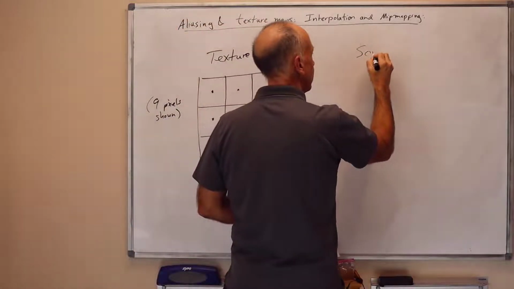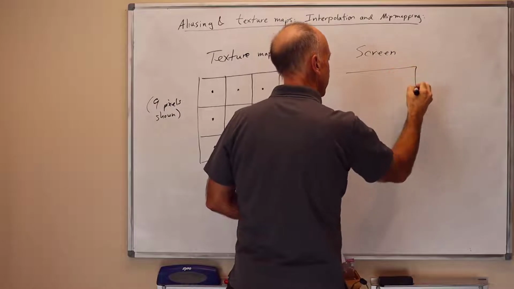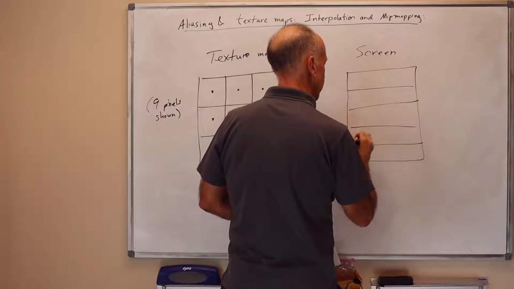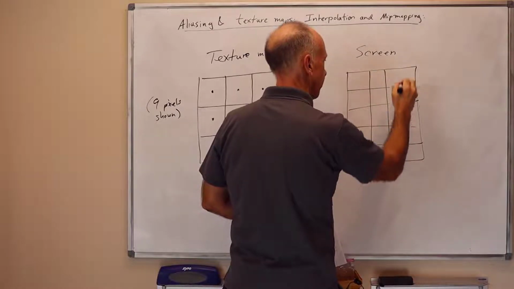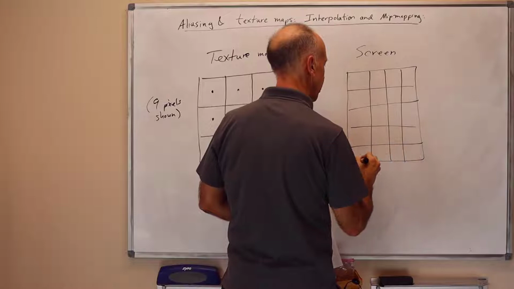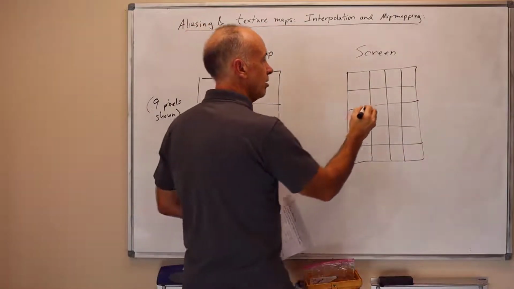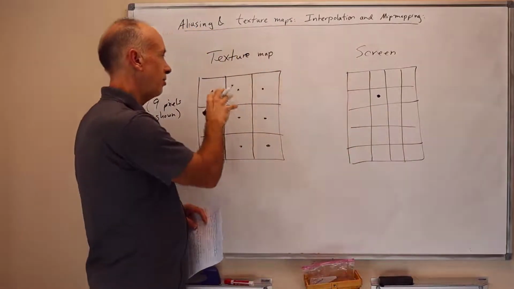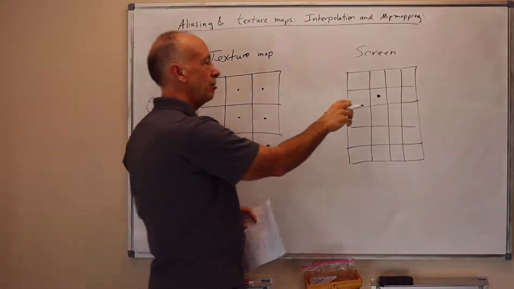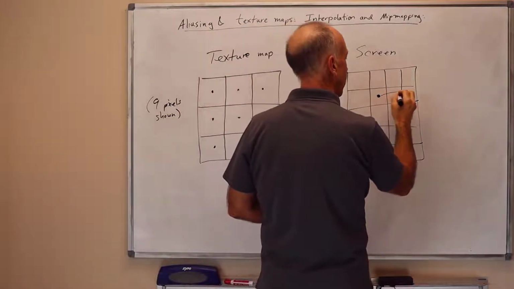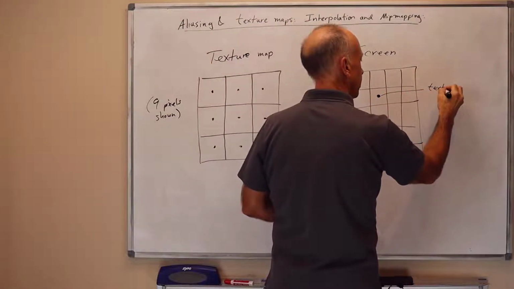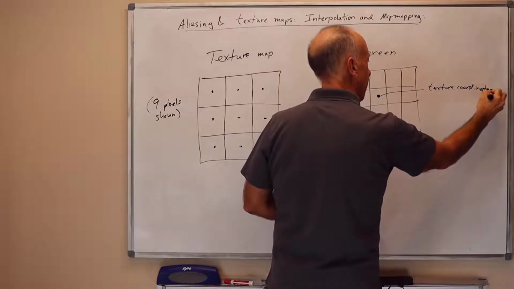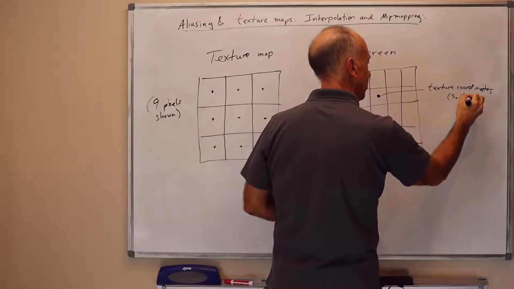And the screen also is a rectangular array of pixels. Let's draw this as a 5x4 array of pixels just to be different. When we're drawing, say, a triangle and taking texture coordinates out of the texture map, we pick each pixel on the screen, and it's going to have some texture coordinates assigned to it, coming as averages of texture coordinates from the vertex attributes. In this case, maybe it's S0 and T0.